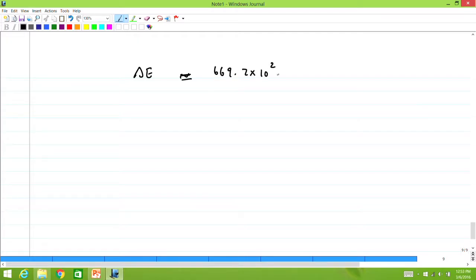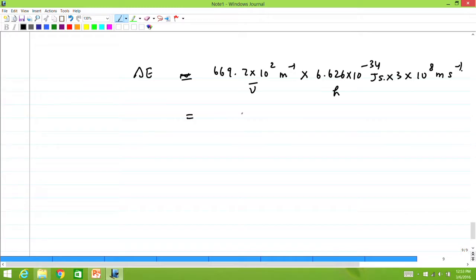Therefore, what you have to do is to ensure that you use the right units, namely it is given as 669.7 into 10 to the 2 meter inverse times 6.626 into 10 raised to minus 34. This is h, this is nu bar, times 3 into 10 to the 8 meters per second. And so, what you see is the delta E is given in joule second times that, therefore, the answer is given in terms of joules.